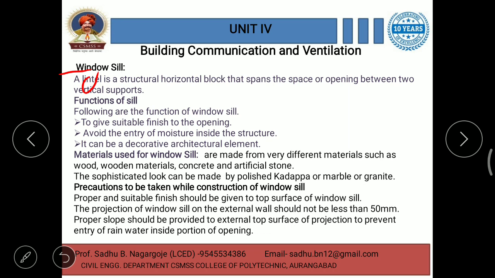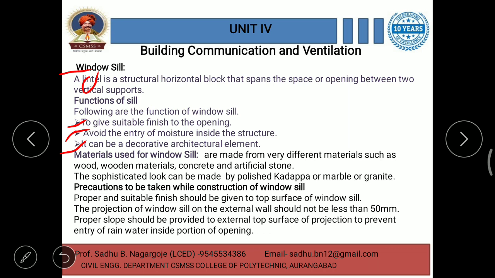Functions of sill. The following functions are there of the window sills: to give suitable finish to the opening. The major purpose of providing the sill is to give the suitable finish to the opening. Then avoid the entry of moisture inside the structure, that is another important purpose. And it can be a decorative and architectural element. That means the overall look of that window also depends on the sill.